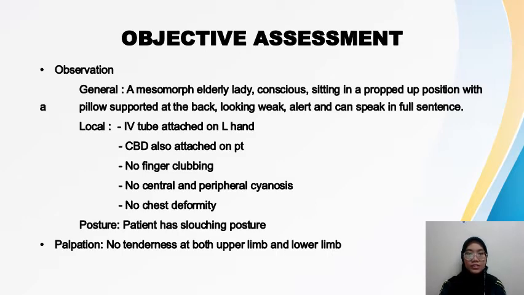For the local observation, no chest drain is seen. An IV tube is attached on the left hand. A CBD is also attached to the patient. No finger clubbing, no central or peripheral cyanosis, and no chest deformity. For the posture, the patient has a slightly slouching posture. For the palpation, no tenderness at both upper limb and lower limb.